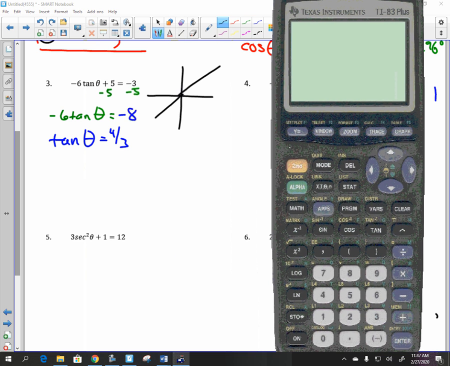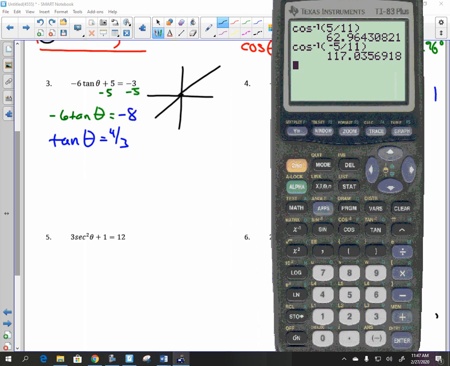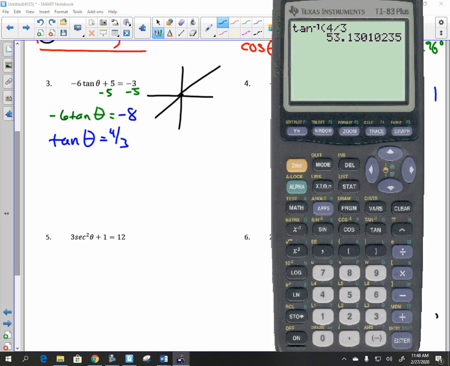What do I type into my calculator? Tangent inverse of 4/3, and I get 53.13. So that means theta is equal to 53.13. How do I find the next one? Add 180, I get 233.13 degrees.